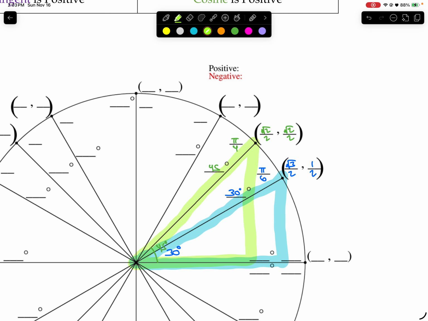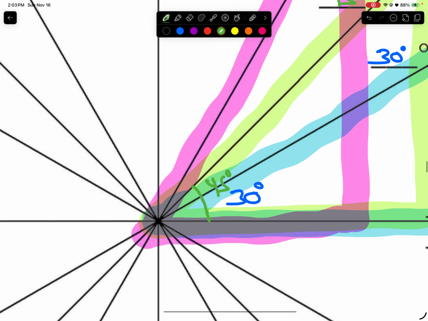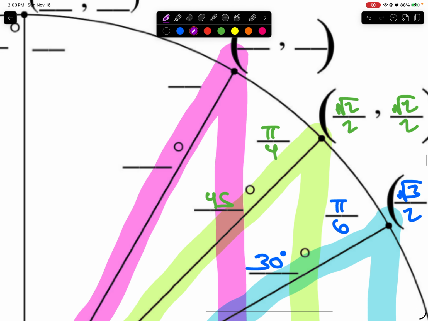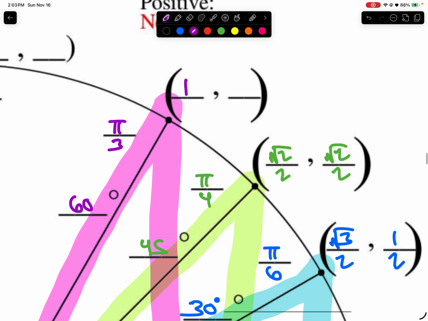And then last but not least, the other triangle that we got over here is still another 30, 60, 90 triangle, but instead of having a base angle of 30, now we're going to have a base angle of 60. I know this is kind of muddy. So the base angle of 60, which is the same as pi over 3 radians, is going to give you 1/2, comma, root 3 over 2.